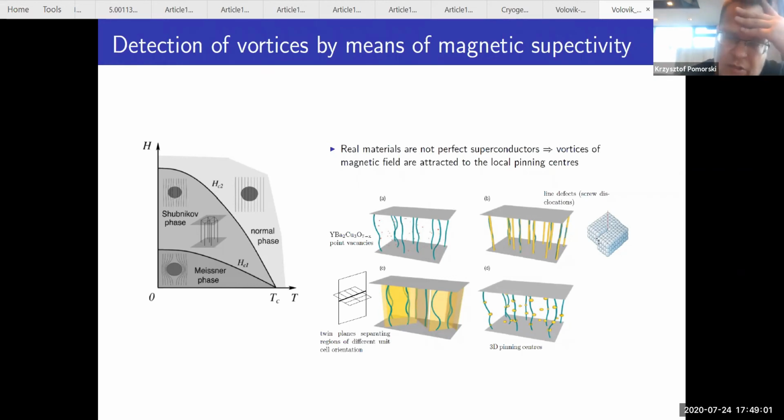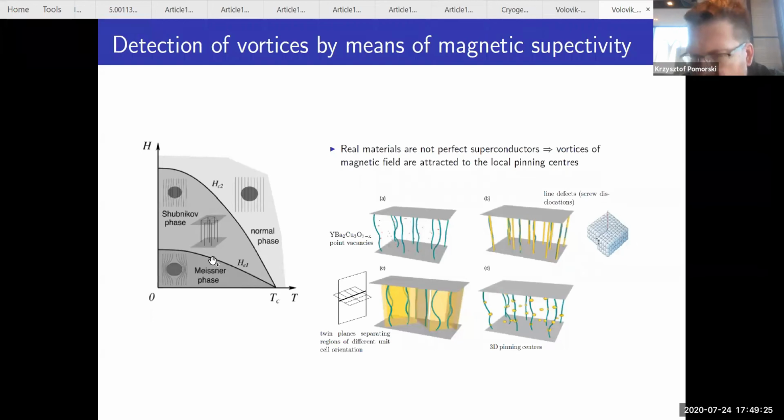So basically, you have three stages of the phase diagram of a superconductor if you place it in an external magnetic field. The first phase is the so-called Meissner phase. You place a ball in a very weak magnetic field, like in a solenoid, let's say. The first response will be only screening currents.